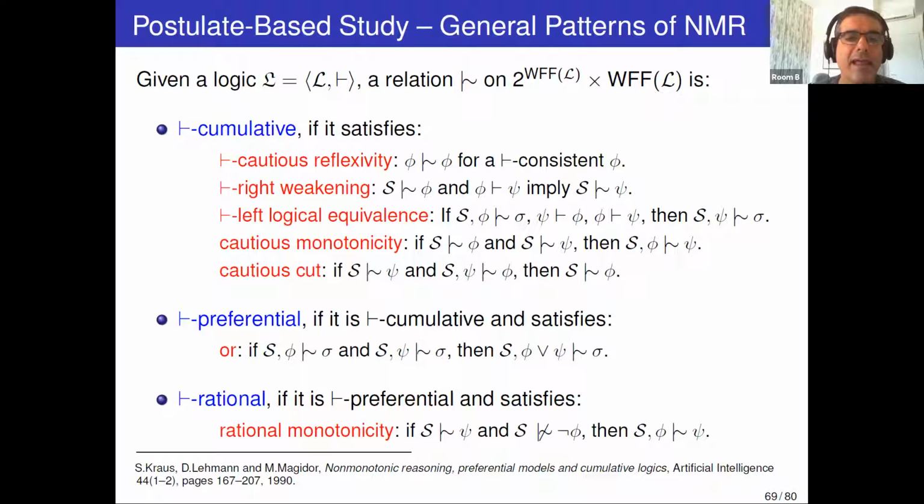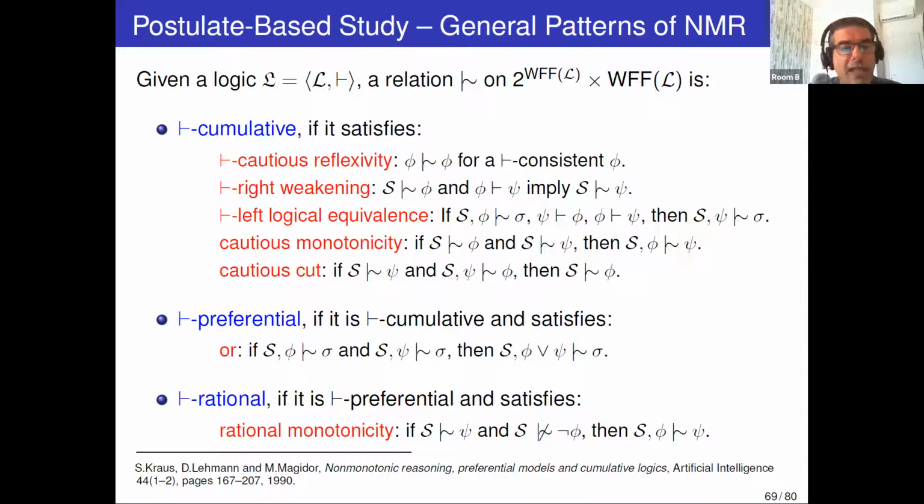They actually divided the family of entailment relations into different families. Cumulative entailment relations satisfy these properties: cautious reflexivity, right weakening, left logical equivalence, cautious monotonicity, and cautious cut. So these are some cautious versions of basic properties of the entailment relations.